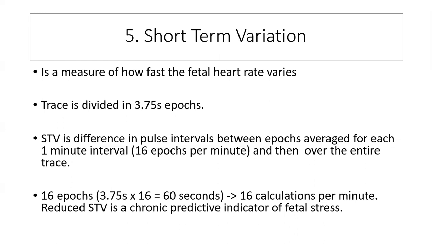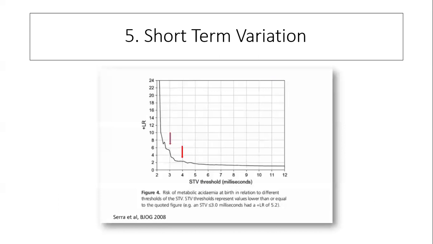Why is this important? Because a reduced STV is a predictor of fetal acidemia and hypoxia. When you look at this paper by Sarah et al., you realize that as the STV drops to less than 4, the likelihood ratio of fetal acidemia shoots up significantly. As it approaches 1, the likelihood ratio goes above 5 towards 10. For example, as the STV is less than 3, the likelihood ratio is 5.2. So a low STV, if the rate of change is low, means the risk of acidemia is high.